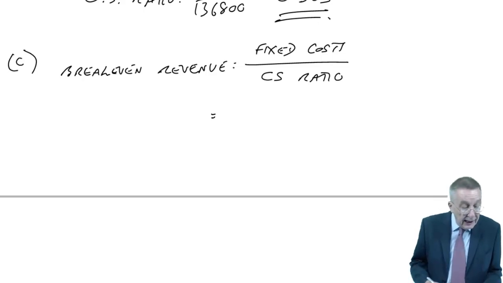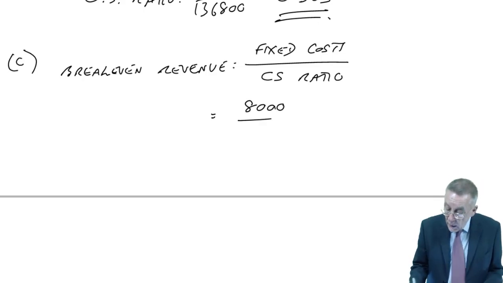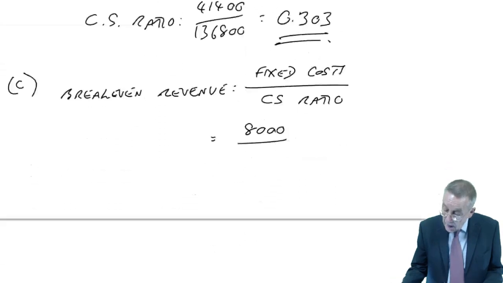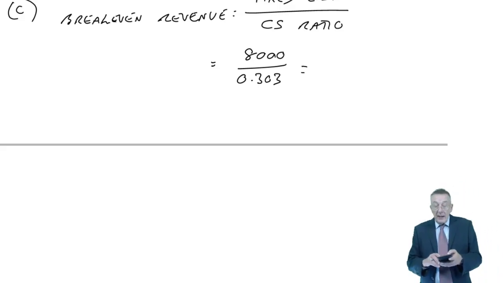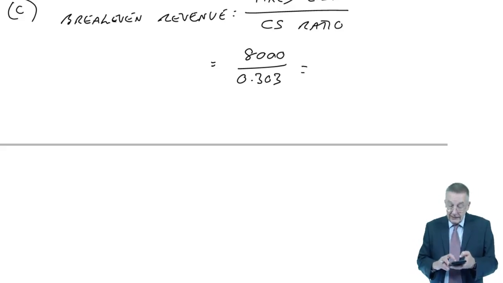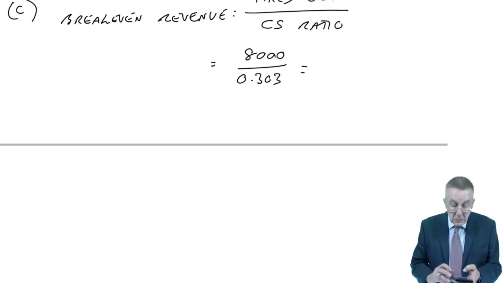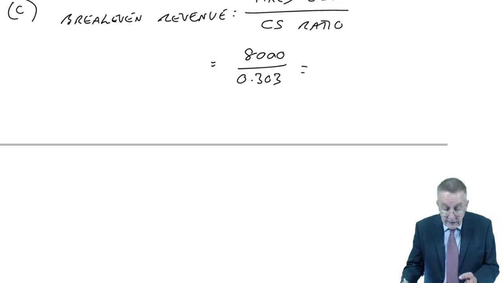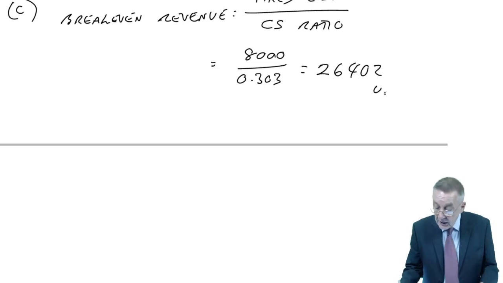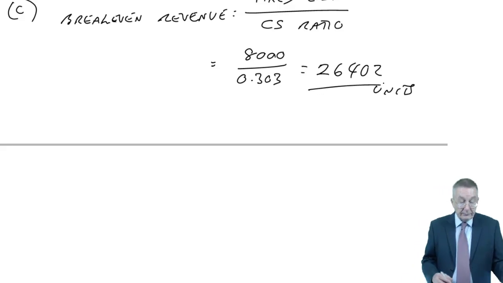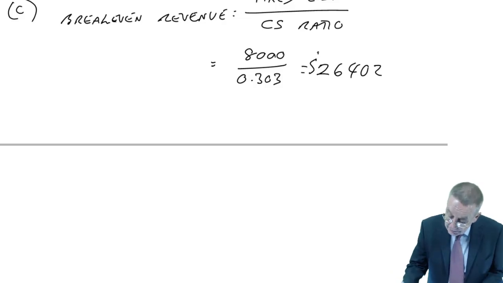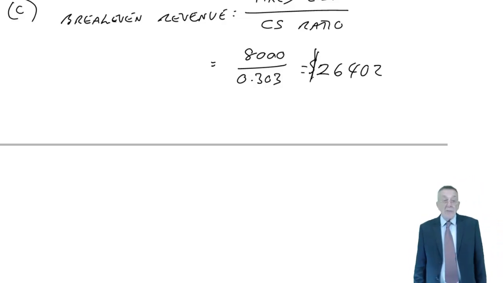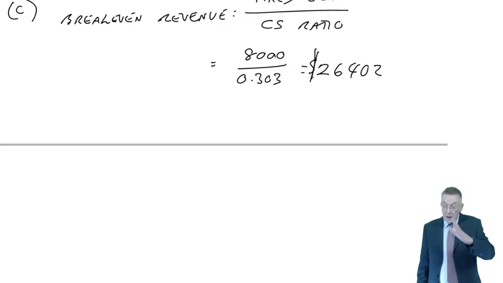Well, the fixed costs are 8,000. The CS ratio, 0.303. And therefore, to break even, we need to sell, there's a bit of rounding here, but we're not worried there, 26,402. I beg your pardon, break-even revenue. If we get revenue of 26,400, we'll break even.